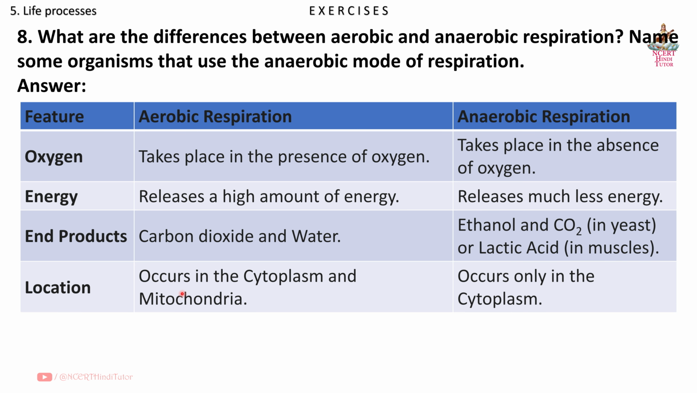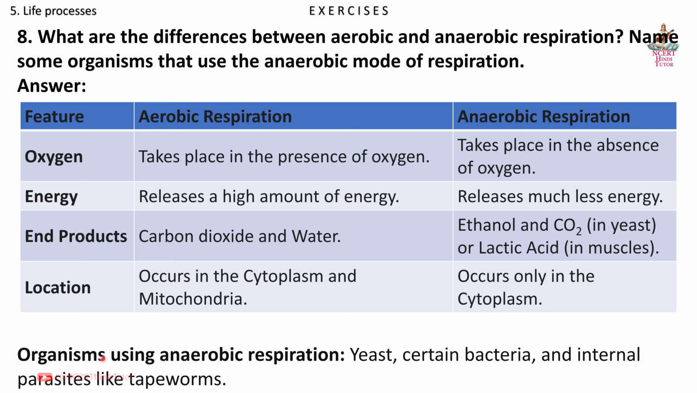Location: aerobic respiration occurs in the cytoplasm and mitochondria. Anaerobic respiration occurs only in the cytoplasm. Organisms using anaerobic respiration: yeast, certain bacteria, and internal parasites like tapeworms.